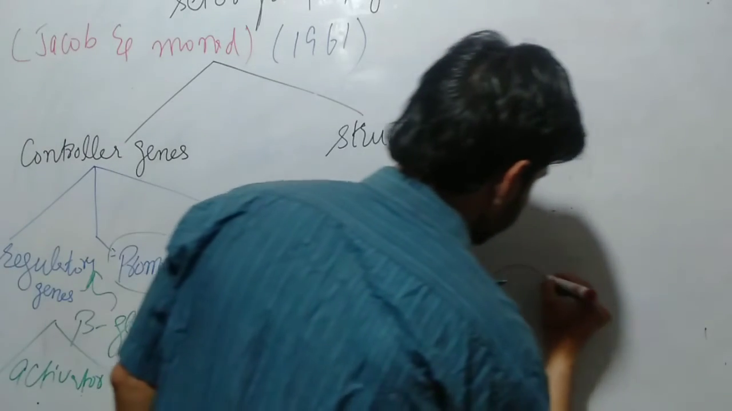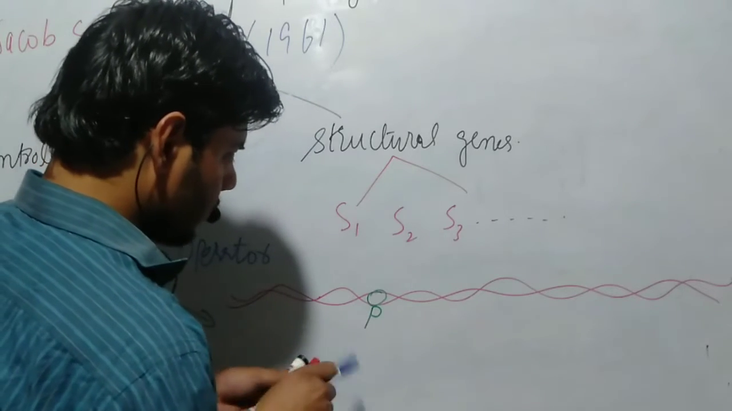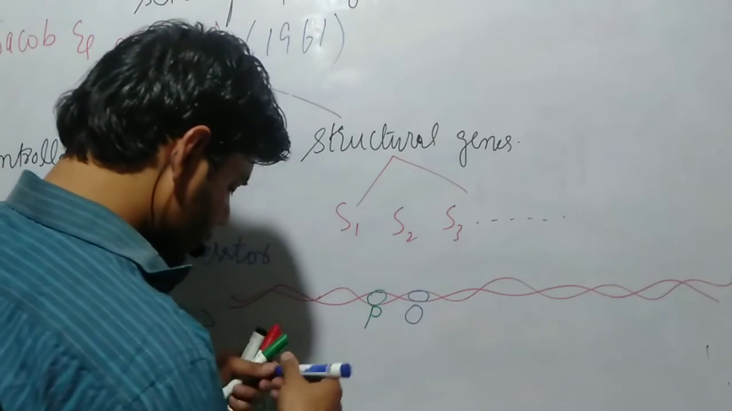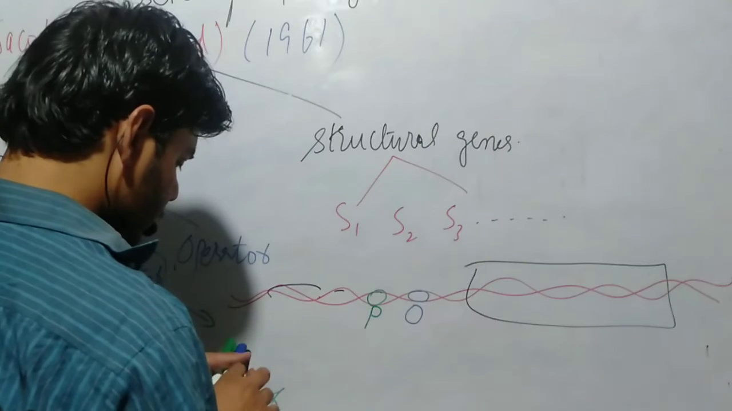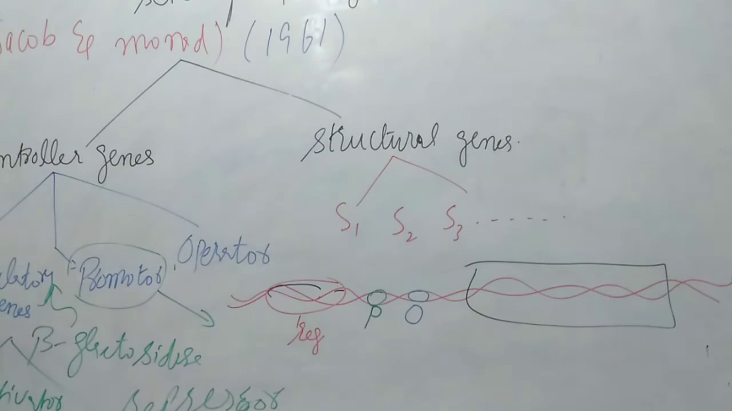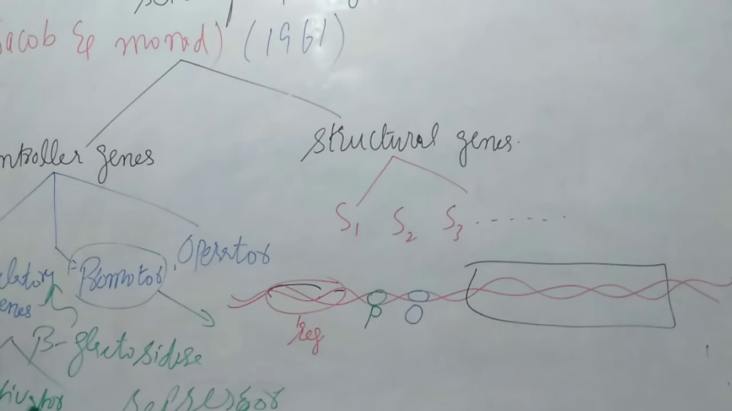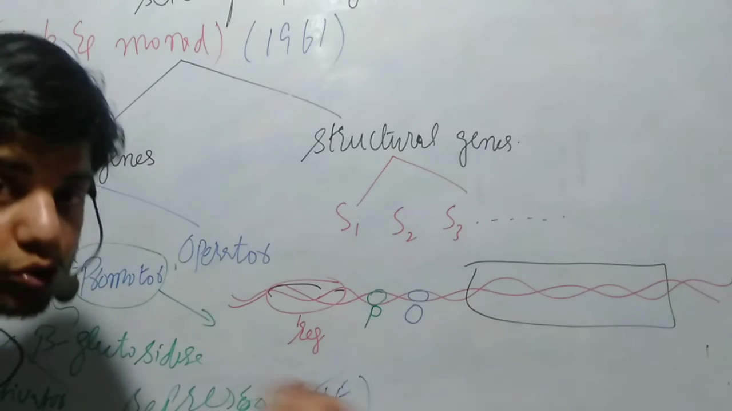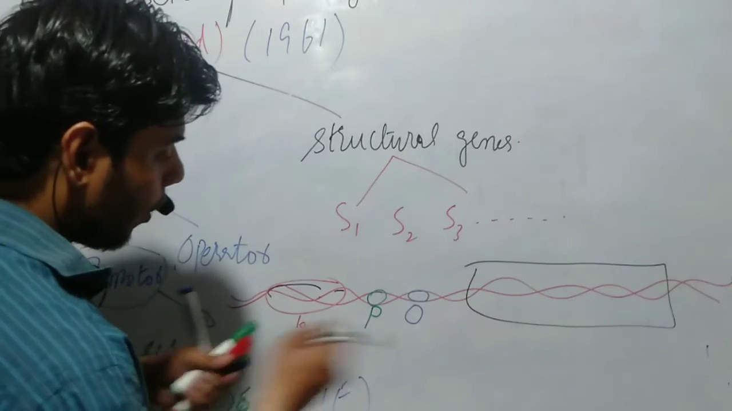Let me explain with a diagram. Let's suppose this is a DNA, as you can see. Inside this DNA, we have the promoter region, the operator region, and the structural genes, and we also have another portion, let's suppose, which we call the regulator gene. Remember, guys, first of all, this regulatory gene is transcribed to produce regulatory proteins. These regulatory proteins could be activator and repressor. These are also called transcriptional factors, TF. Why? Because the activator is involved in starting the transcription process and the repressor is involved in stopping it.